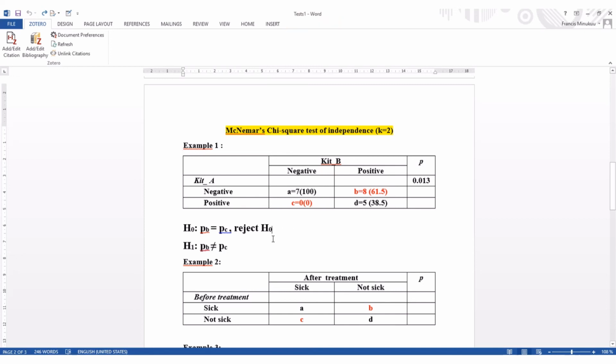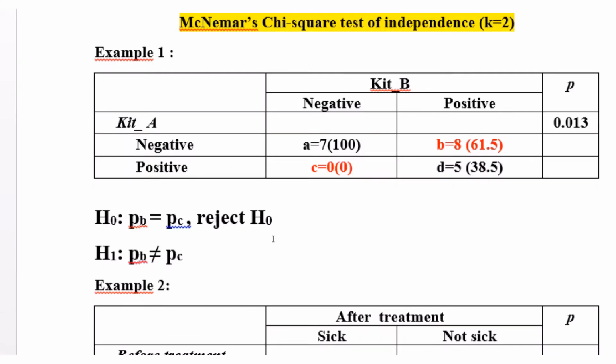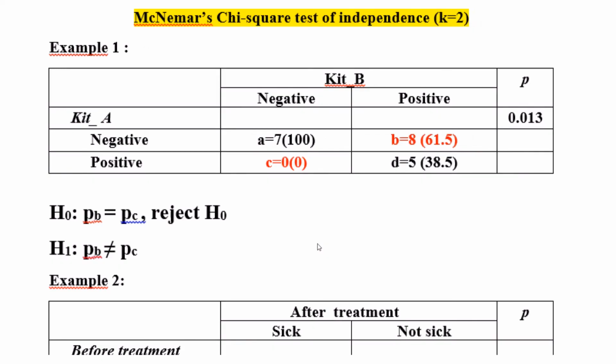So we can conclude by saying there is a statistically significant difference in test results between patients tested positive by kit B but negative by kit A, and patients tested positive by kit A and negative by kit B. And this marks the end of our McNemar chi-square test of independence.